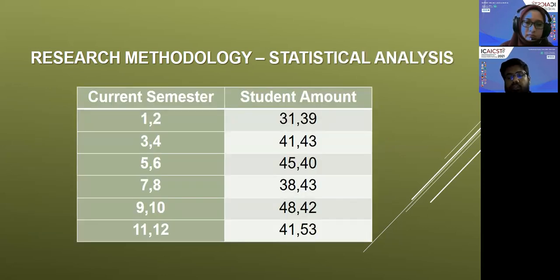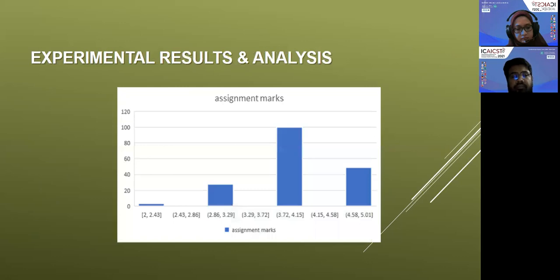After that, we show a statistical analysis, with semesters 1, 2 and student amounts 31, 39, which means the first semester student amount is 31. Below, similarly, the 11th semester student amount is 41 and the 12th semester student amount is 53. That's how we did the statistical analysis here.